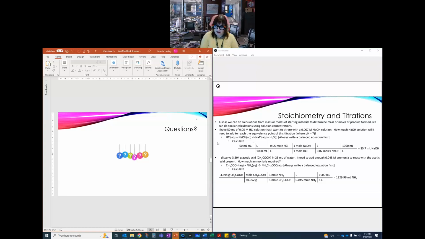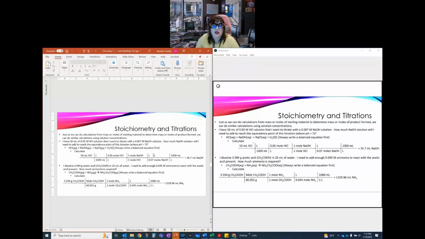All right, welcome back, guys. So hopefully we are with it so far, and we're looking at stoichiometry with titration. So this is all the mathematics that we can do based on the balanced equations that we have.